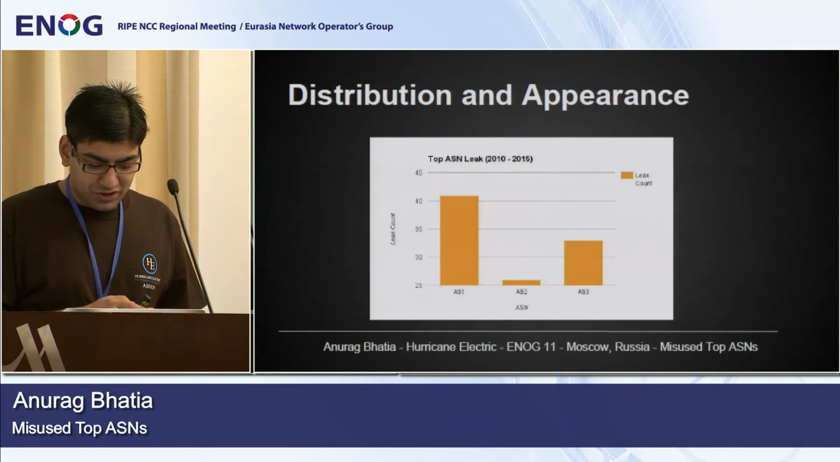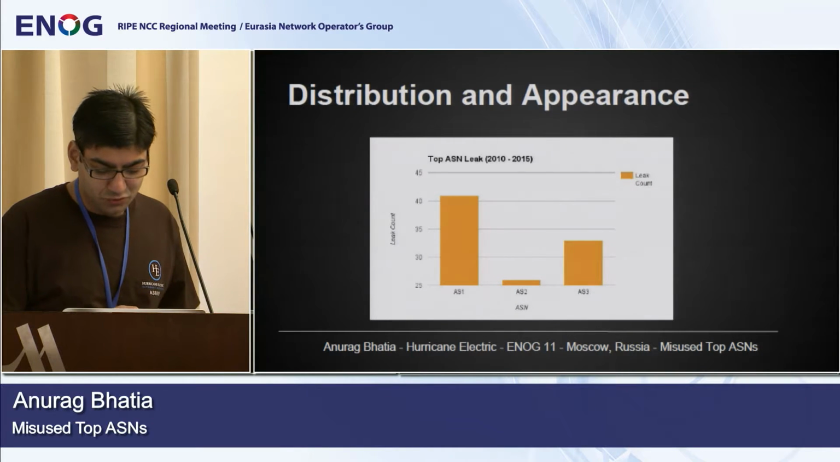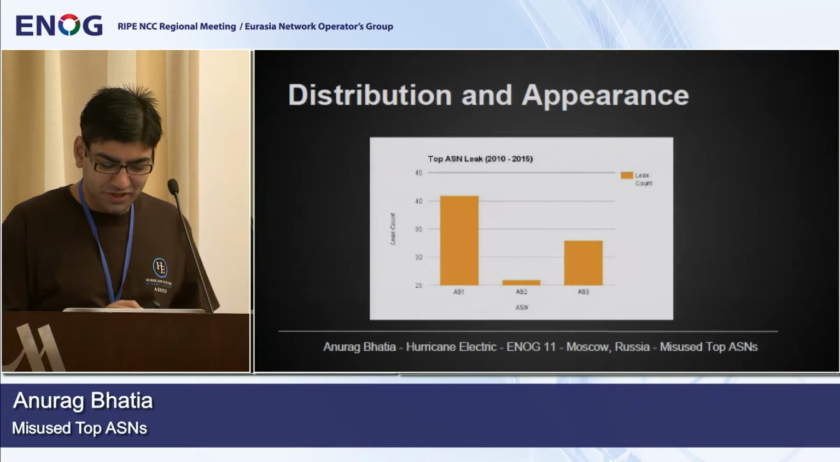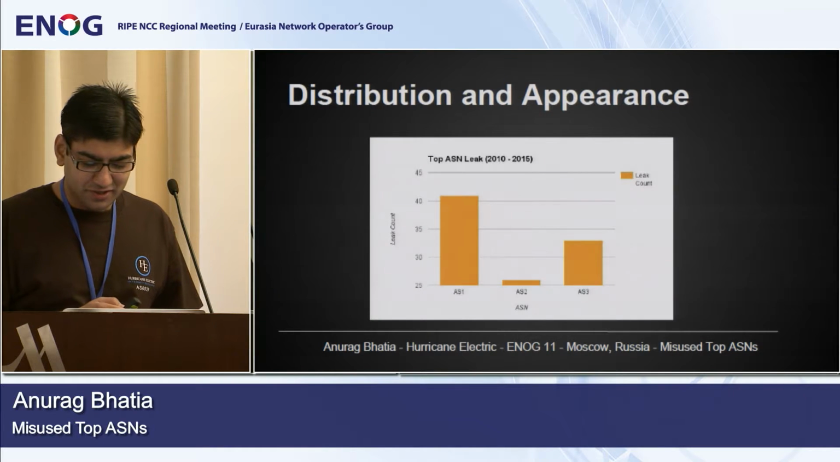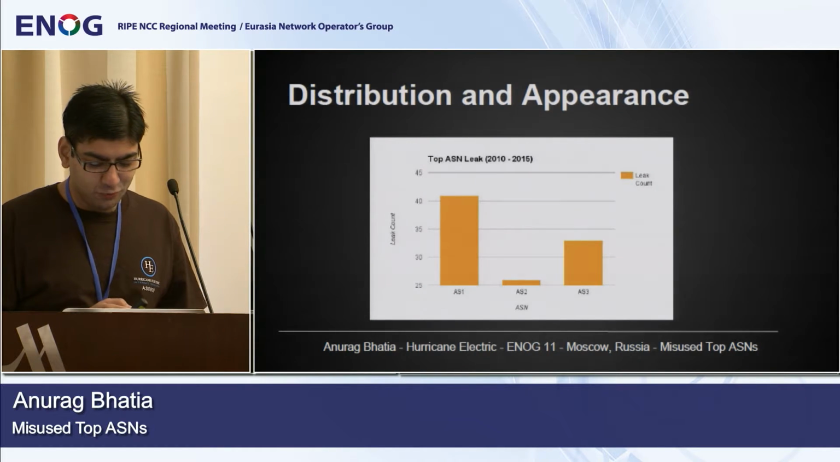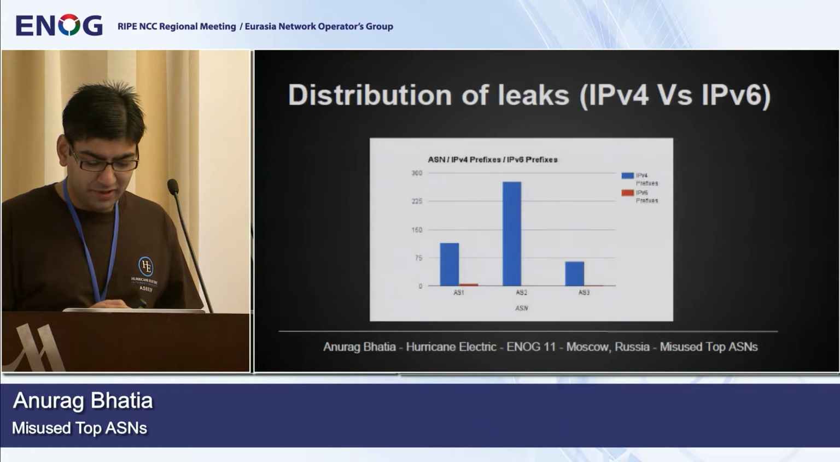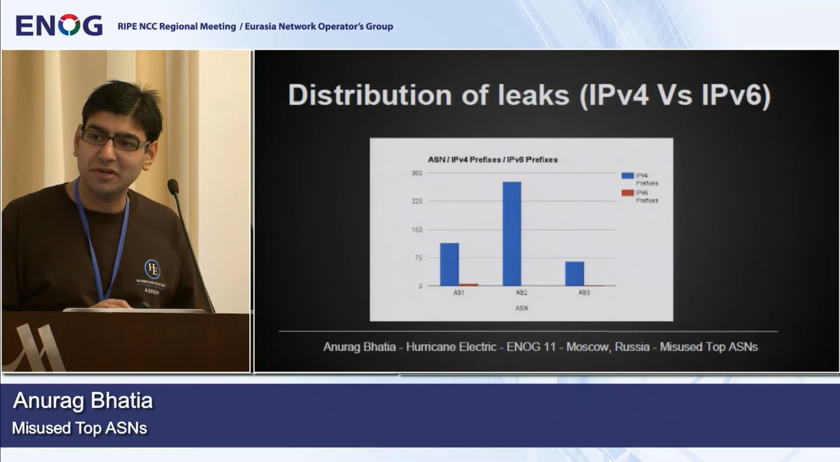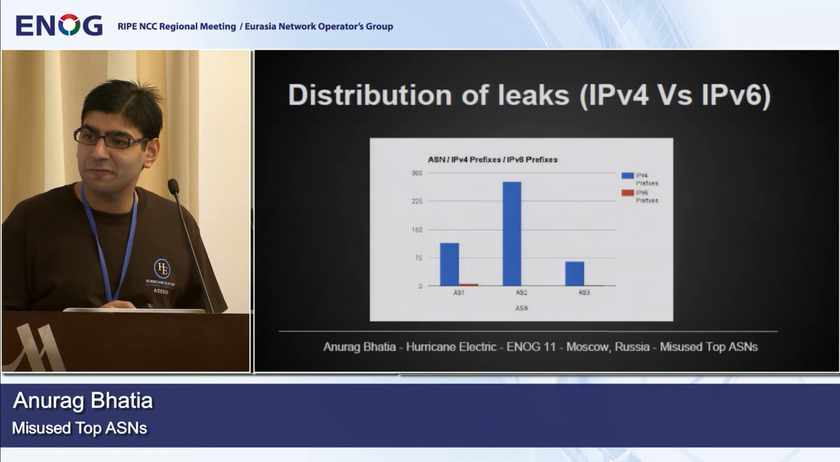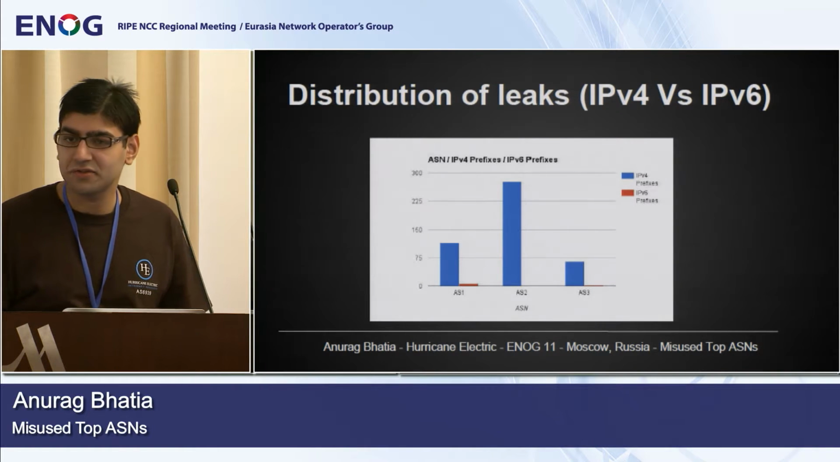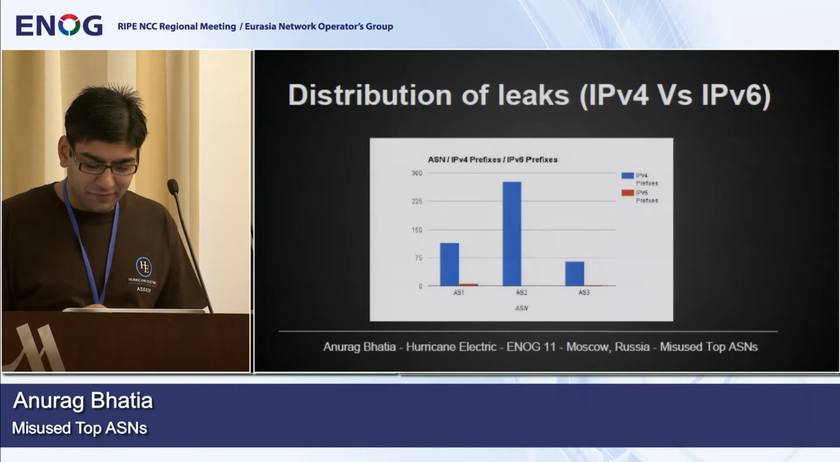Here's the distribution and appearance. AS1 appeared for a really long time, AS2 for really short, AS3 for much more. This is a strange pattern that 2 was really low while 1 and 3 were pretty high. In case of IPv6, the pattern was much less visible. Actually, that's a good thing, but it also tells that a lot of networks have not deployed V6, or do not actively use V6 as much as they do V4, so the pattern can be guessed.